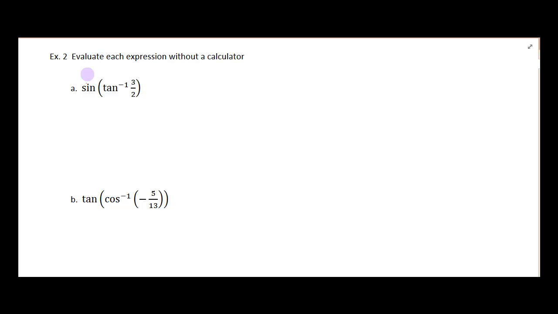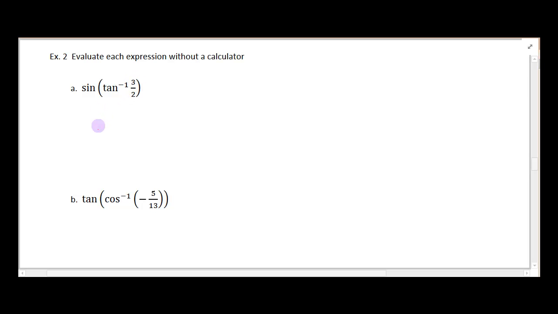So these next two examples are asking me to evaluate an expression without a calculator. And these expressions are composition functions, or in other words, I'm composing one function with another. So this first example says the sine of the inverse tangent of 3/2.